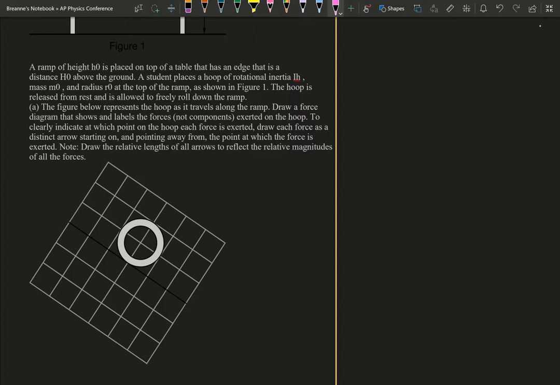And the key thing that's different here is we usually radiate from the center, but it specifically asks us to draw to clearly indicate at which point the forces are exerted. So it's actually wanting us to draw from the point. So we do have a normal force, right? So we would actually have to draw all the way down here to our normal force.